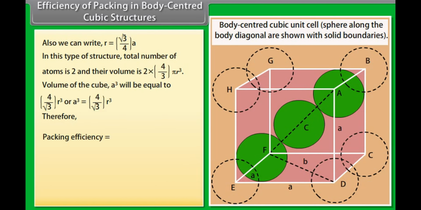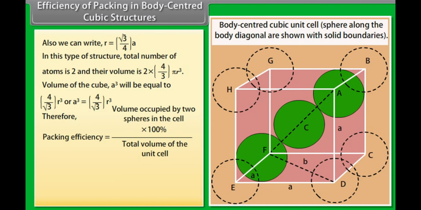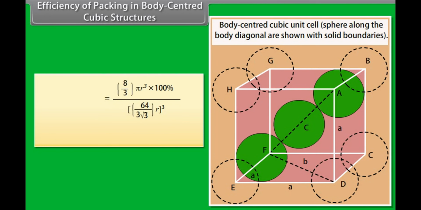Therefore, packing efficiency is equal to volume occupied by two spheres in the cell × 100 upon total volume of the unit cell, which is equal to 2 × 4/3 πr³ × 100 upon (4/√3 r)³, which is equal to 8/3 πr³ × 100 upon 64/(3√3) r³, which is equal to 68%.